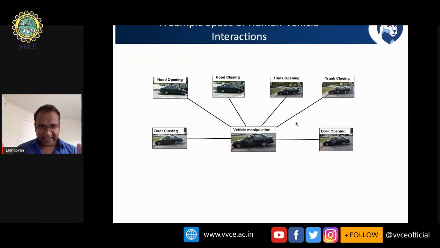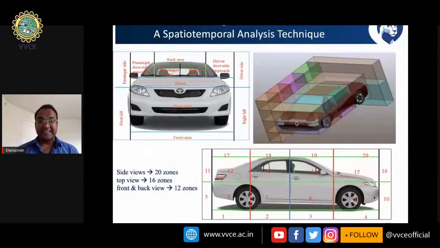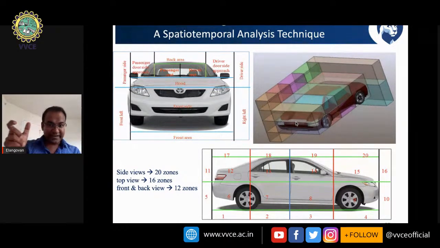Coming to the human vehicle interactions, we are more interested in what operations a person can perform with the vehicle. To detect these kinds of interactions, for example, opening a hood and closing a hood and so on, we developed a CAD model. Given an image, we can zone the image into different locations. By zoning these into different locations, if I find a blob of interest, for example a person standing in zone 15, I can say that the person is standing near the hood area of the vehicle.